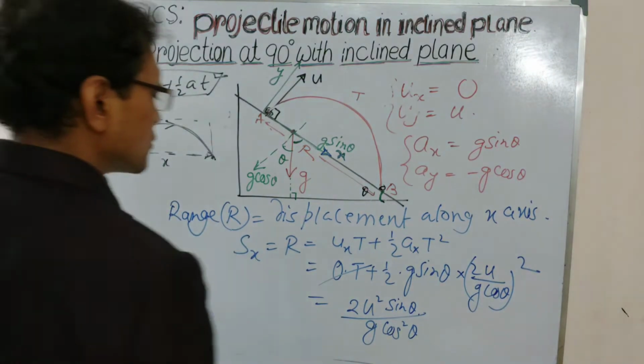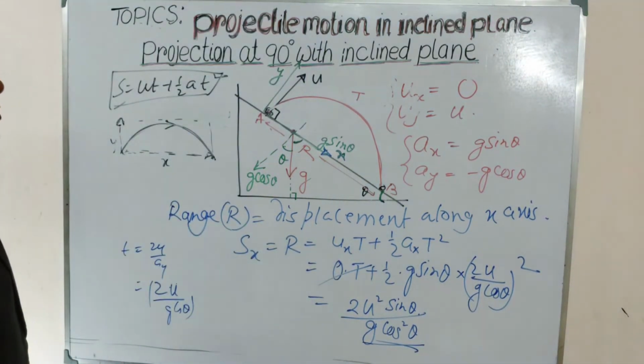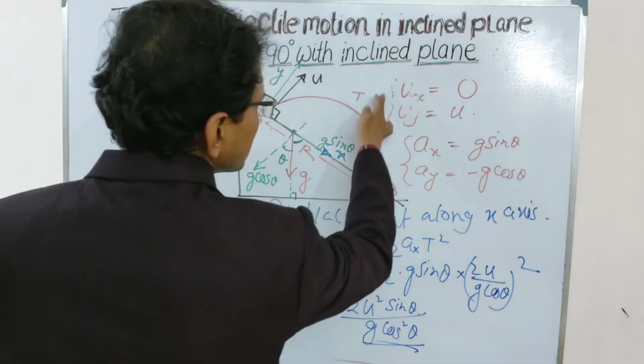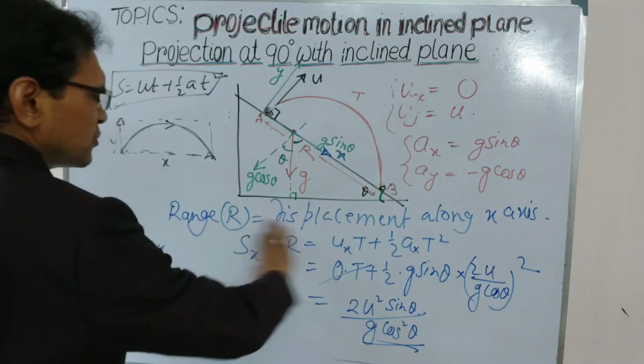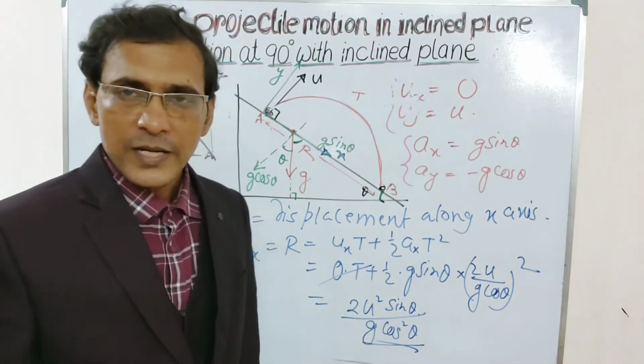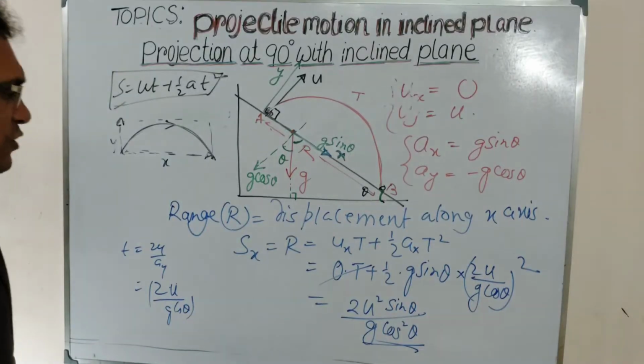So this is the answer. So range will be this. So we use the equation in straight line. First we resolve the velocity along x and y direction. Then first we find the time of flight. Then we can find the range.